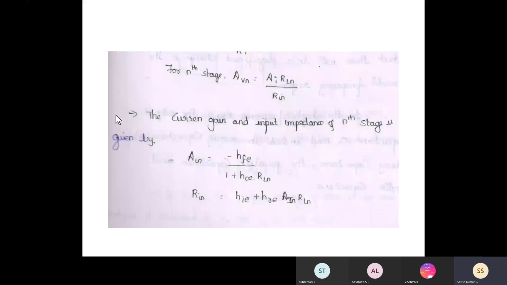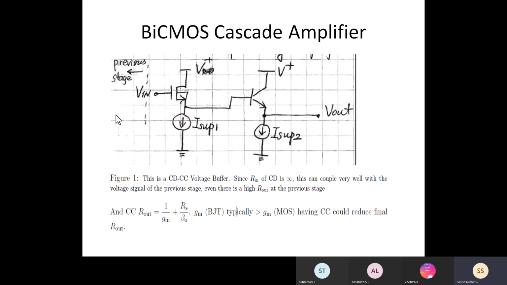Similarly, I am going to calculate the input impedance for your nth stage by using this formula: HIE plus HRE into AIN into RLN. Okay. So this is a way to find the output of your nth stage in your cascaded amplifier. And now we are going to slightly enter our respective title, that is the BiCMOS cascaded amplifier, and in some places it is called BiCMOS cascaded amplifier.